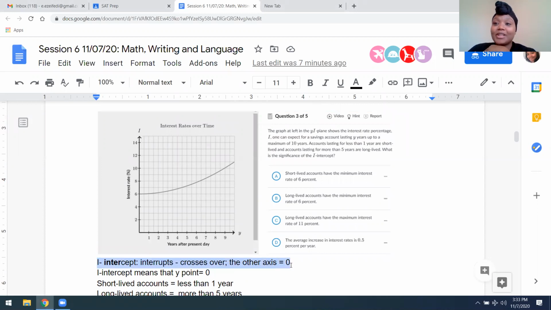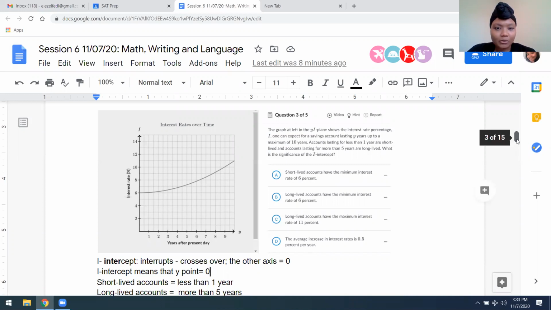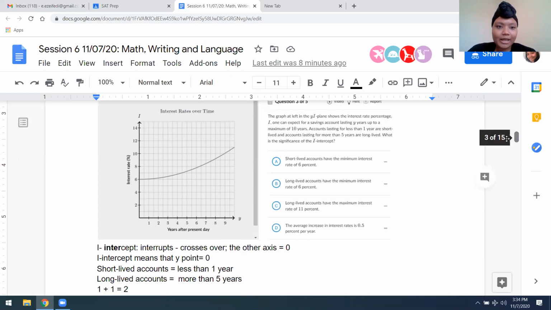Actually, based on what an intercept means, we know that Y has to equal 0, because if you have an X intercept in terms of this graph here, that means that X has a number and the Y does not. Likewise, if you had a Y intercept for this graph, that means the Y would have a point and the X would equal 0. So that's what intercepts mean.